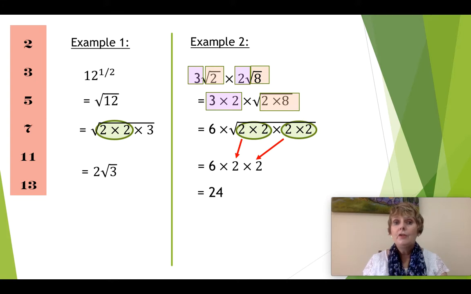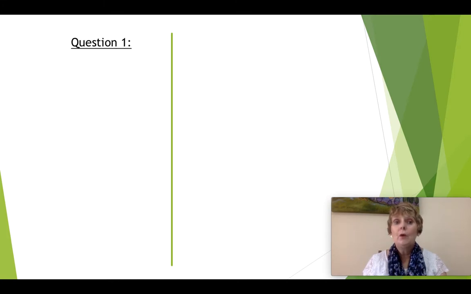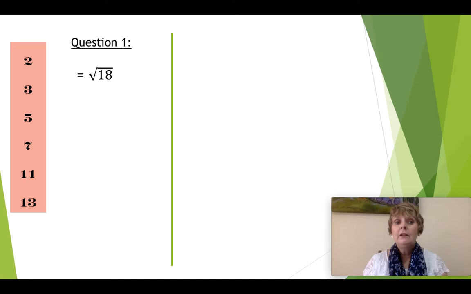We are now going to do some questions where you are going to provide some of the answers. Square root of 18. Once again, you need to remember your first few prime numbers so that you can write 18 as the product of prime factors. You now have to fill in what number should go where the red triangle is, and what number should go where the green square is.